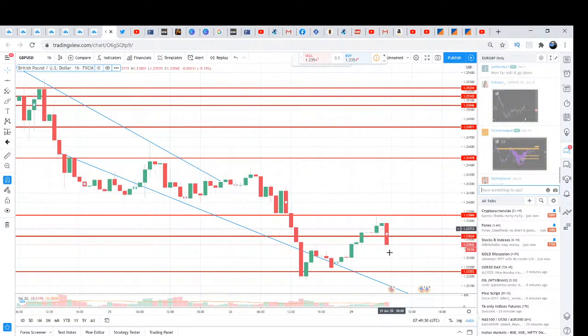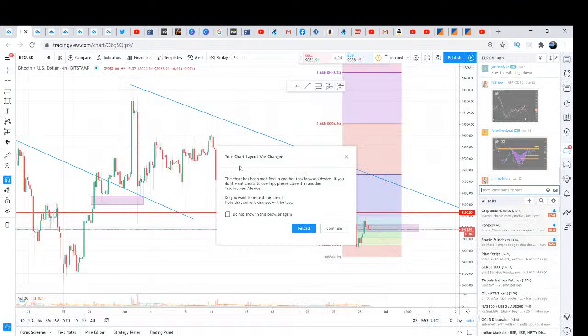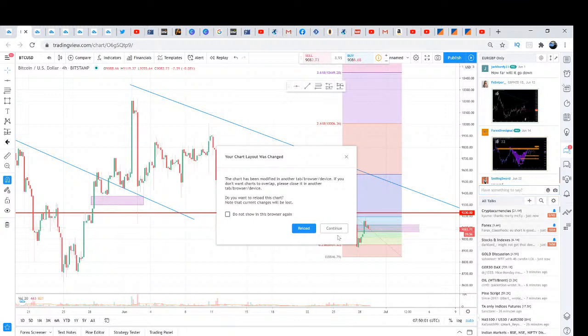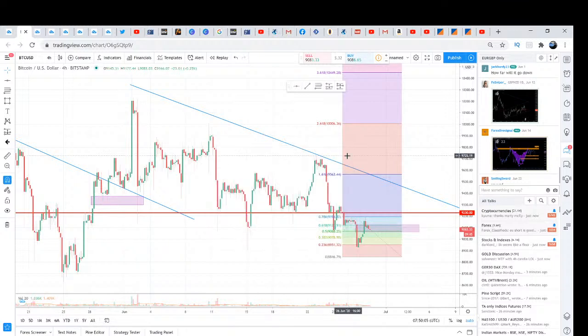GPUSD. Okay, look, it broke that area, so obviously it should be coming down. Potentially here, so we'll see what happens. And that's trading. Let's look at Bitcoin. This is a 4-hour chart for Bitcoin, so the moves take a while to form. Chart layout was changed. Okay. Trying to see it potentially come down, but we'll see.